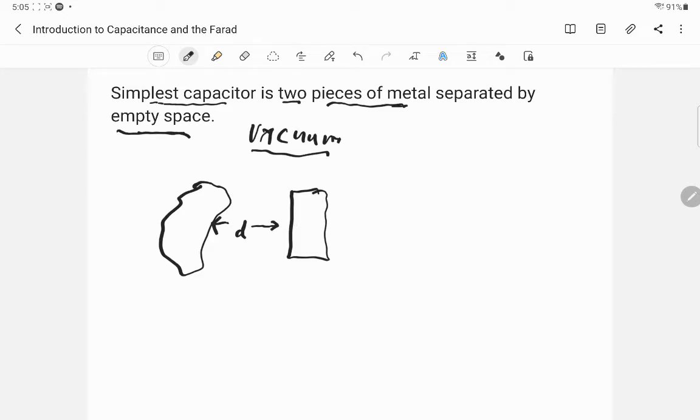If I just want to introduce myself to the idea of capacitance, I only need to start with two pieces of metal. I'll organize how they're oriented and how far apart they are. And I know that what separates them is the vacuum. And this is a capacitor. And that's all you need.